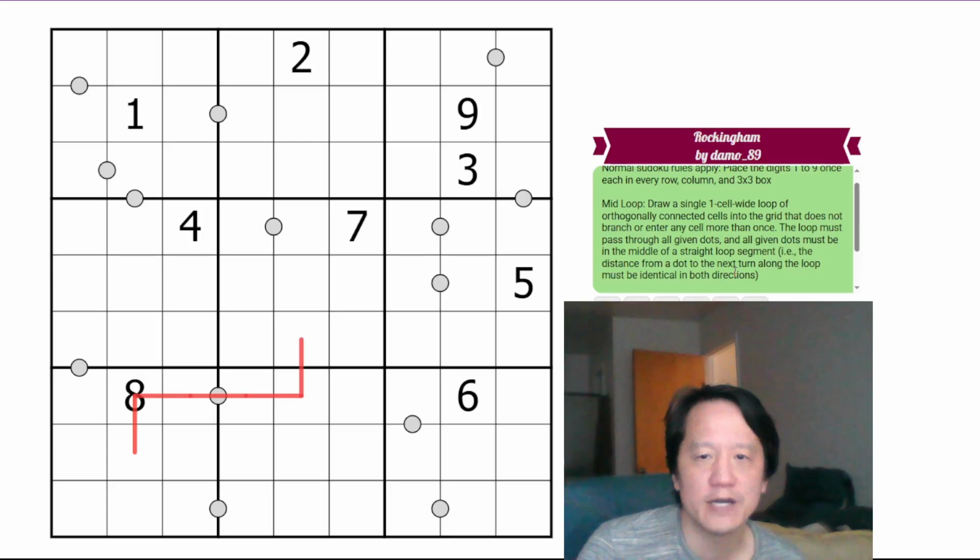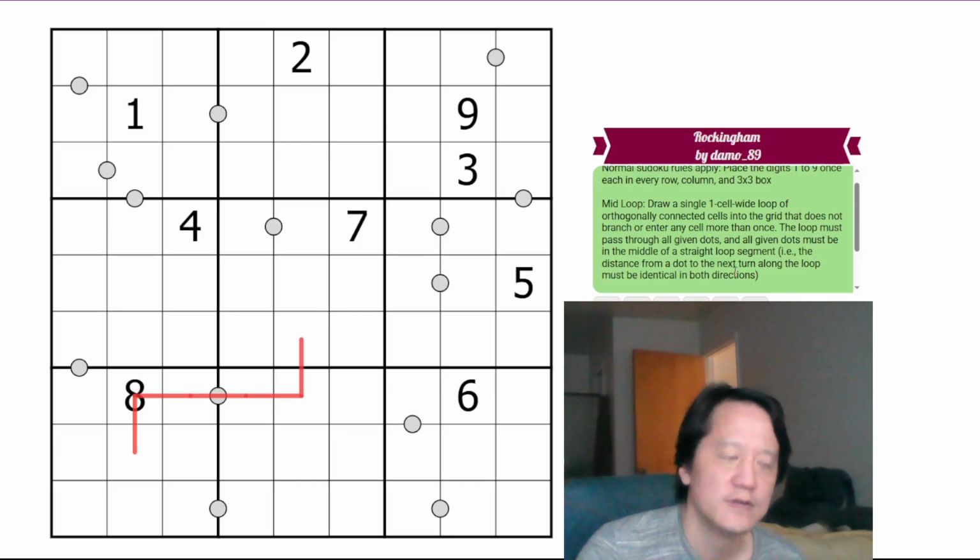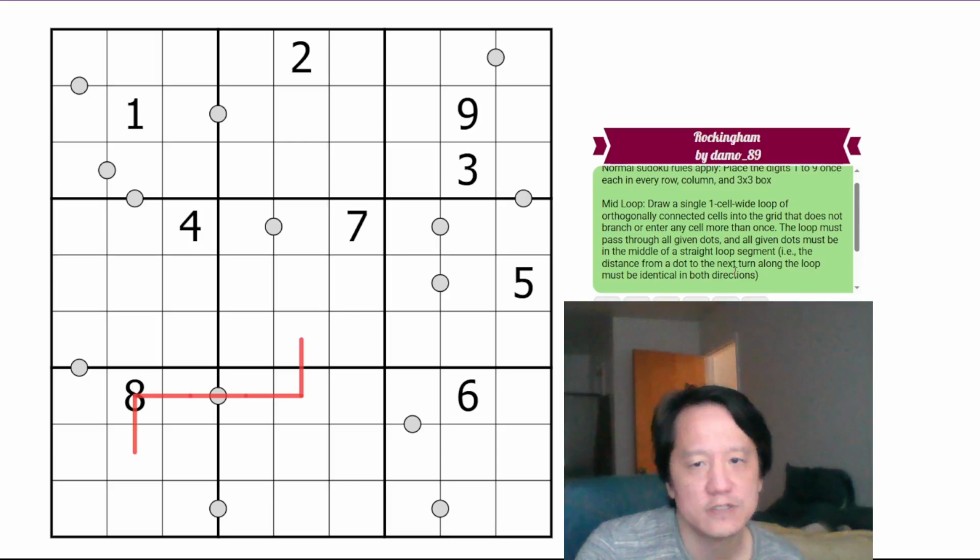The loop must pass through all given dots. It does not branch or enter any cell more than once. So it can touch itself, but it cannot branch. Keep that in mind. It can't do something like that. That's not allowed.